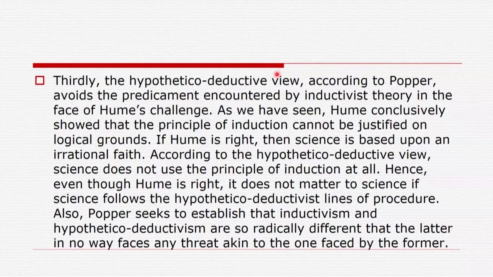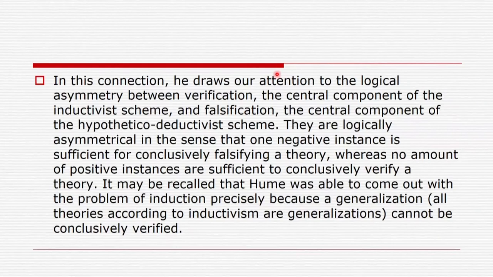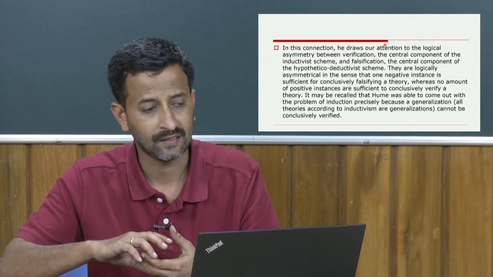According to the hypothetical deductive view for Popper, science does not use the principle of induction at all. Hence, even though Hume is right, it does not matter to science if science follows the hypothetical deductive lines of procedure. Also, Popper seeks to establish that inductivism and hypothetical deductivism are so radically different that the hypothetical deductive model in no way faces a threat akin to the one faced by inductivism. In this connection, Popper draws our attention to the logical asymmetry between verification, the central component of the inductivist scheme, and falsification, the central component of the hypothetical deductive scheme. I mean, verificationism as propounded by inductivism, as well as falsificationism as propounded by the hypothetical deductivist scheme.